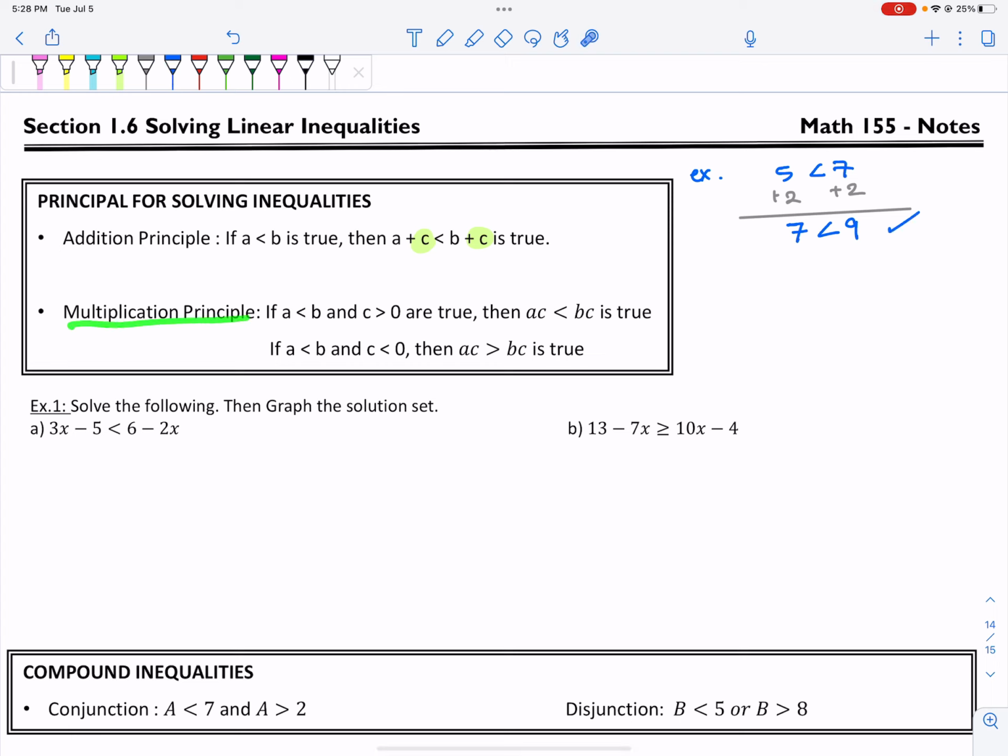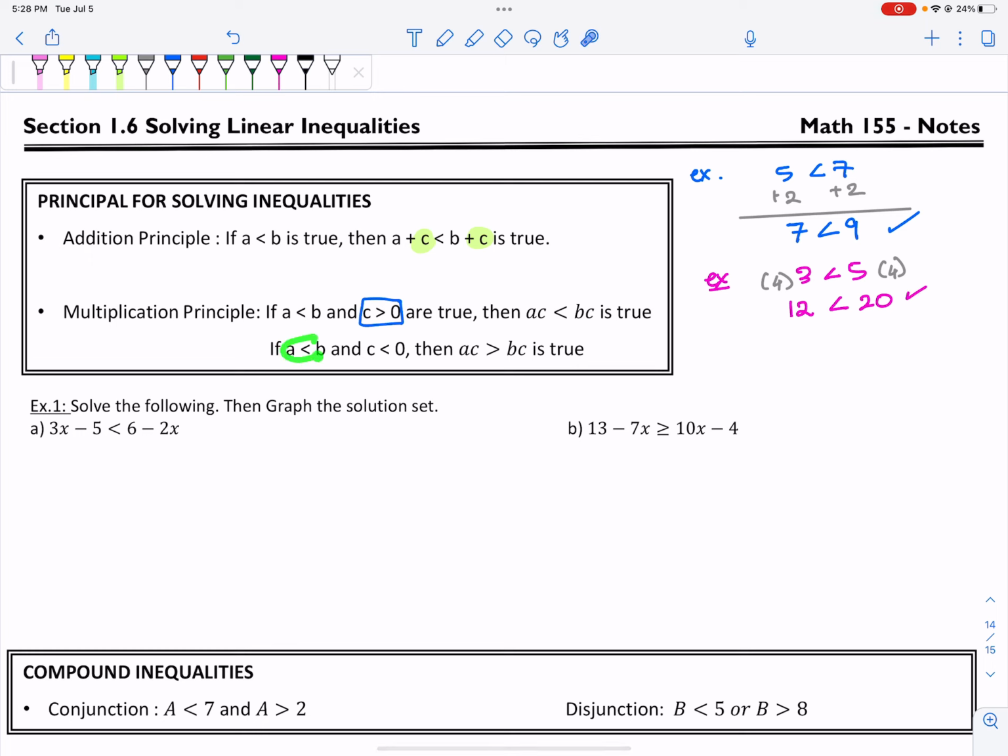We have the multiplication principle. If A is less than B and C is greater than 0 are true, then A times C is less than B times C. So for example, we have 3 is less than 5. And we're going to multiply by a positive number, C. Let's multiply this by 4 and 4. We then end up with 12 on the left side and 20 on the right side. 12 is still less than 20. So the inequality stays the same right there.